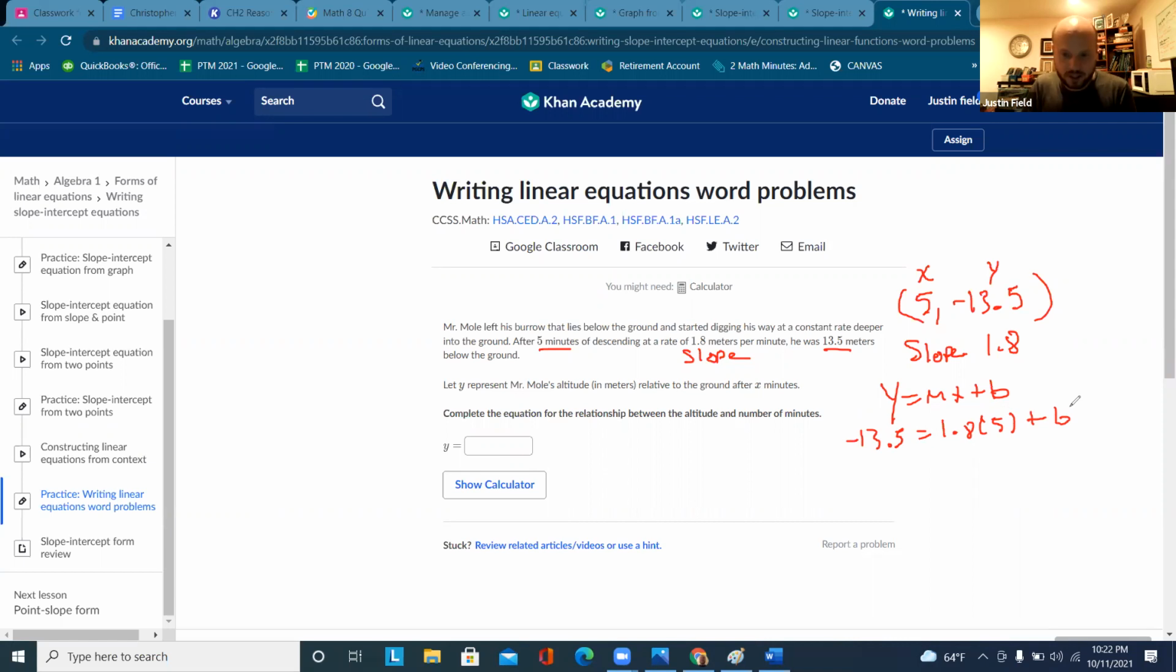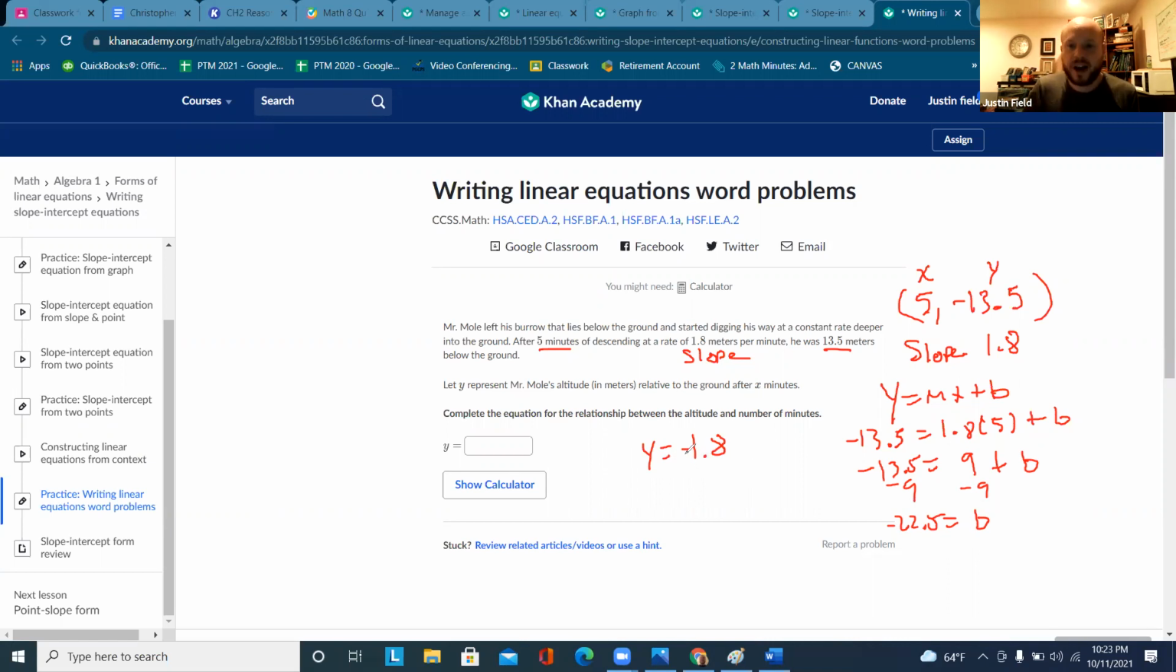Well, I got some batteries on this guy. 1.8 times 5 is 9. All right. Hey, if you have to make an Edpuzzle video at 10:22 at night, you can use a calculator too, just not on the quiz. All right, now we're going to subtract 9 from both sides. B equals negative 22.5. And so that would make the equation y equals 1.8, negative 1.